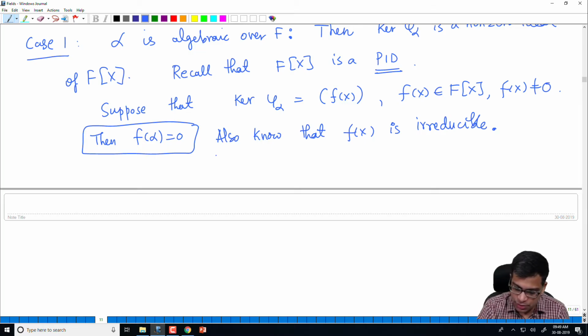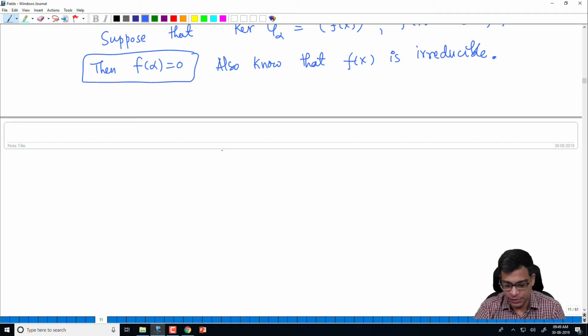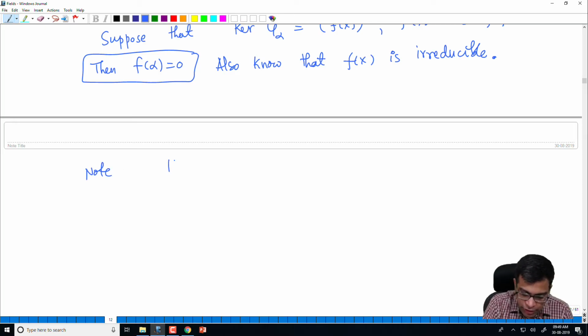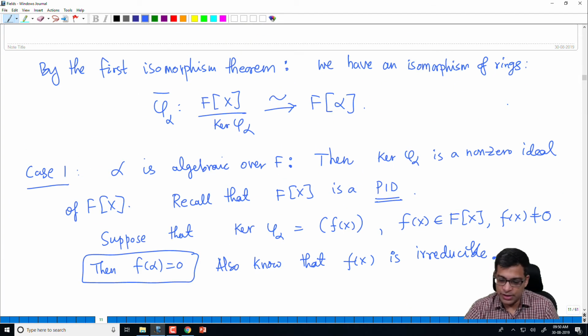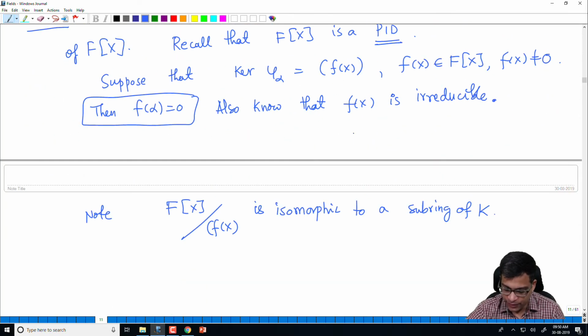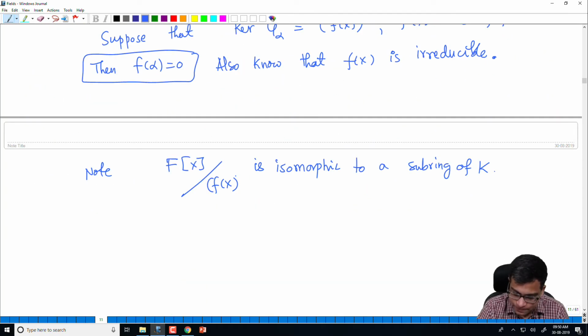So I'm going to explain this. So the reason is the following. There are several ways of explaining this. So note that we have F[x] modulo (f(x)) is isomorphic to a subring of, right? Of course it is, because that's what we are saying here. Of course everything here is happening within K. So F[x] modulo the kernel of phi alpha, which I now know is generated by f(x), F[x] modulo (f(x)) is isomorphic to a subring of K.